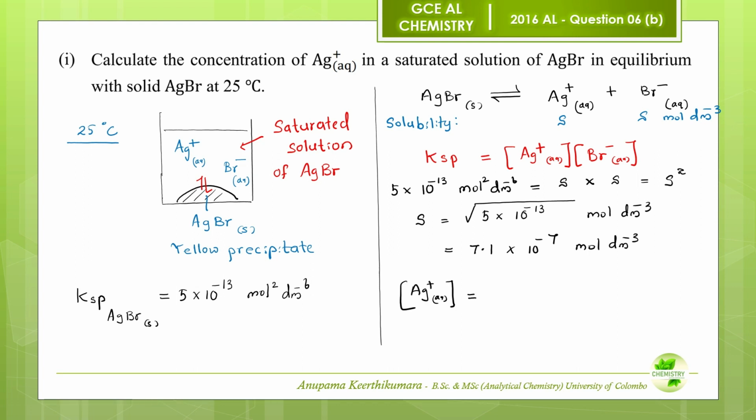Therefore, concentration of Ag plus ions in this saturated solution is 7.1 times 10 to the negative 7 moles per cubic decimeter. This is the answer for question number 1.